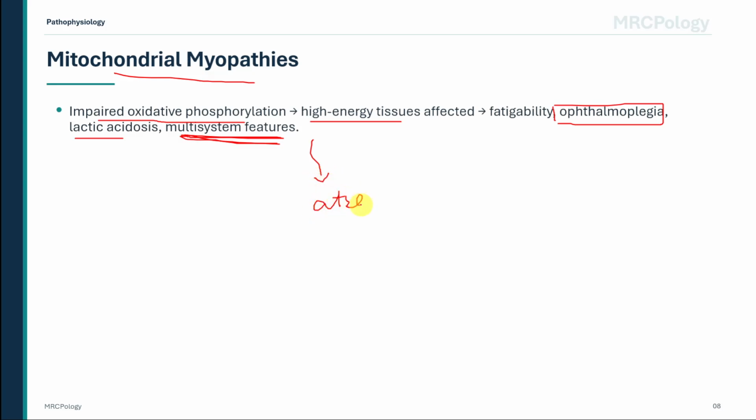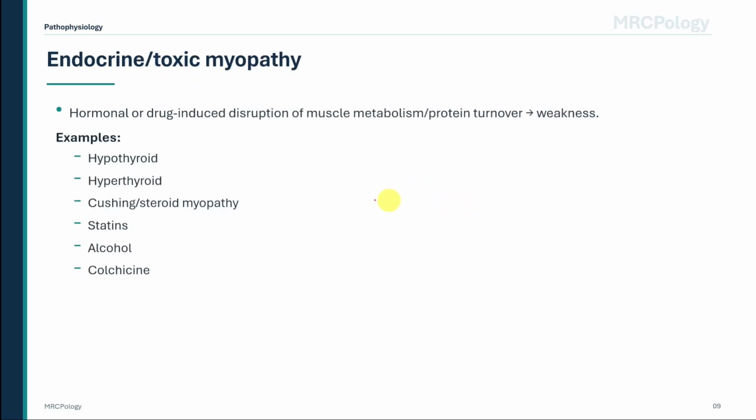Endocrine and toxic myopathies disturb muscle metabolism, protein turnover, or muscle fiber structure. The resulting weakness is often proximal and may develop gradually. Hypothyroidism may cause weakness, cramps, stiffness, delayed reflex relaxation, and sometimes a raised CK. Hyperthyroidism more commonly causes muscle wasting and proximal weakness, often with a normal CK. The patient may also have tremor, tachycardia, weight loss, heat intolerance, or other features of thyrotoxicosis.